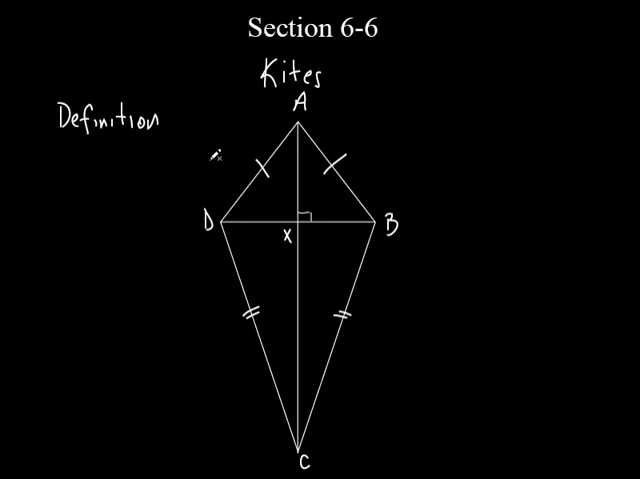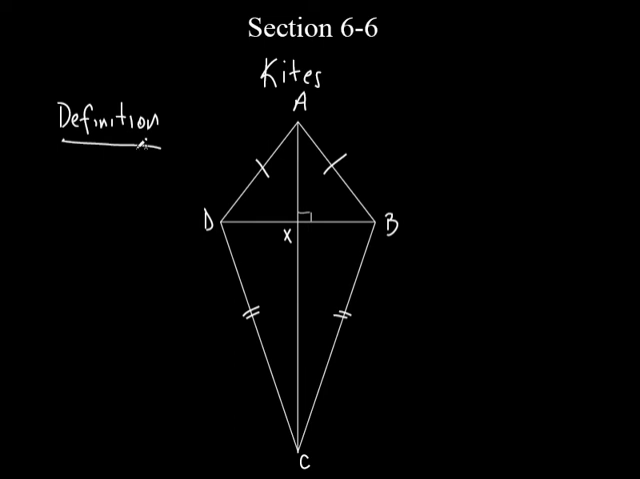You got it? So that's the definition, that you have two pairs of consecutive congruent sides. So these are next to each other, they're congruent. These are next to each other, they're congruent. So that must be a kite, because that's the definition of a kite, Sarah. Could that mean that like angle A is congruent? All right, well, let's talk about that.